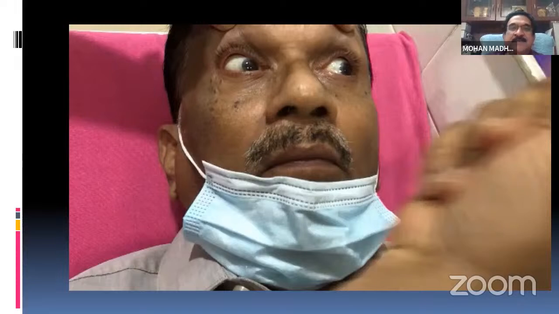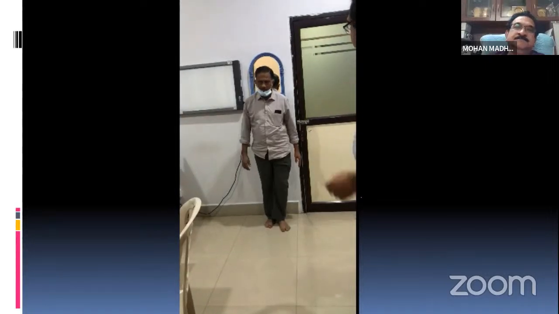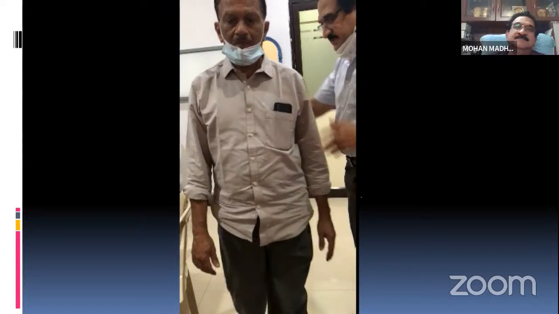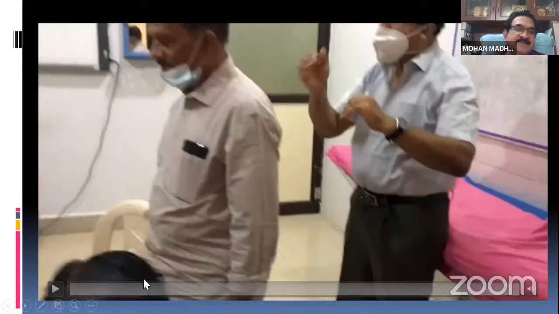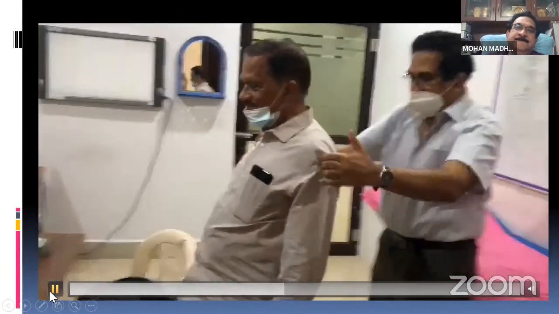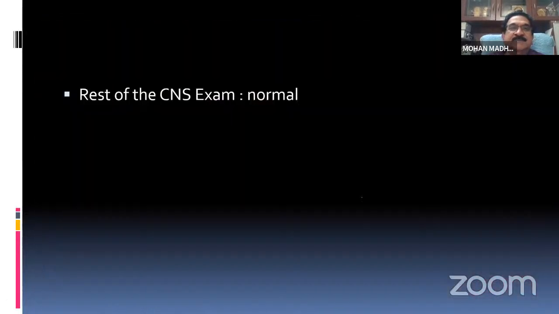Okay. Now the next part is more power or normal abnormal finding. Give the gait to the patient. Okay. Then this is the pull test. It is positive. So what is the diagnosis?